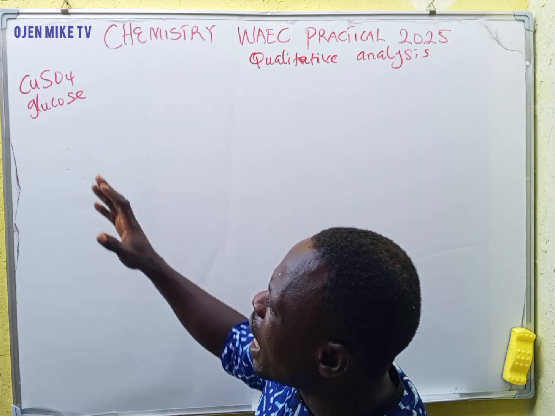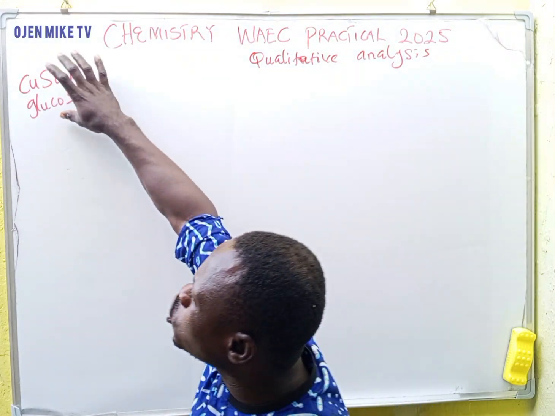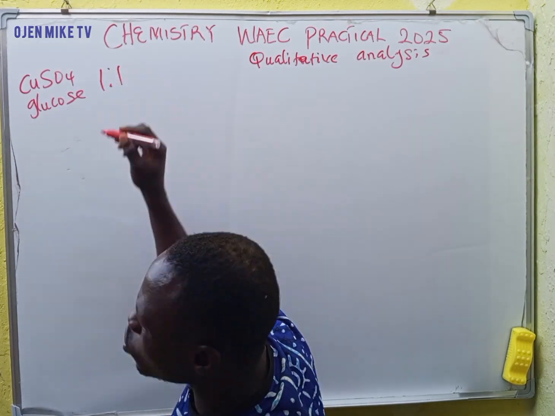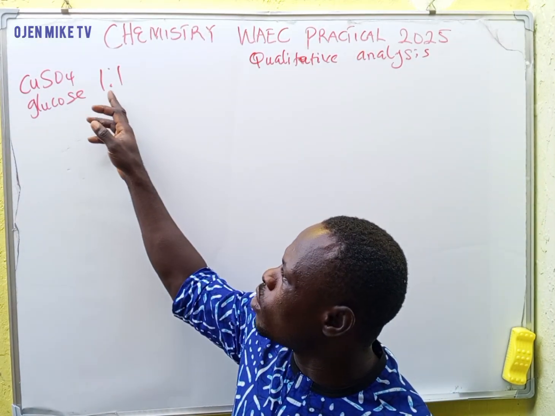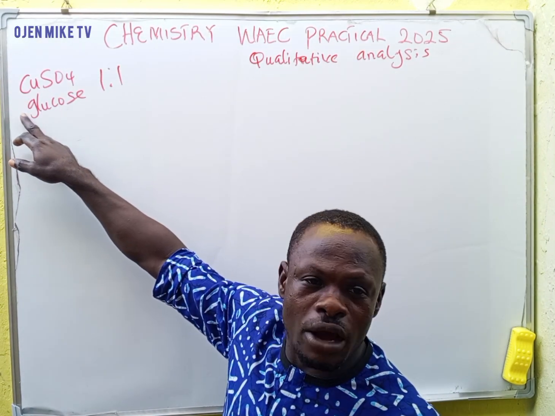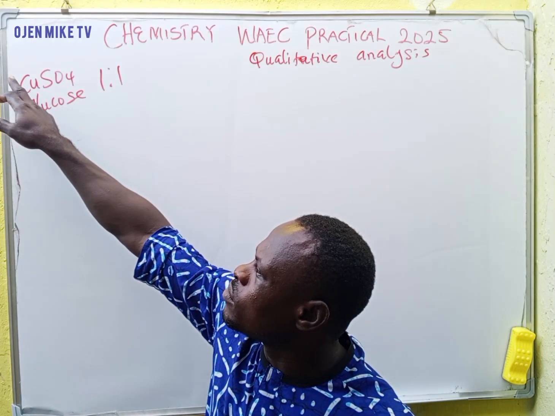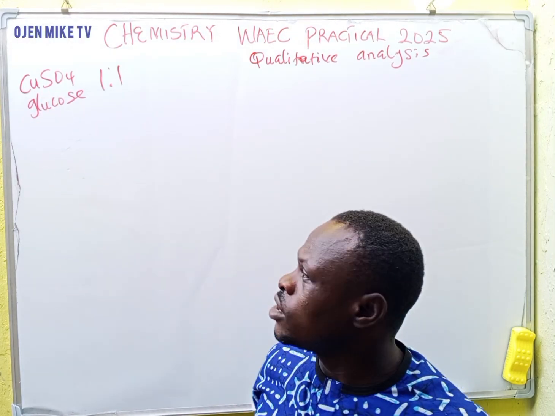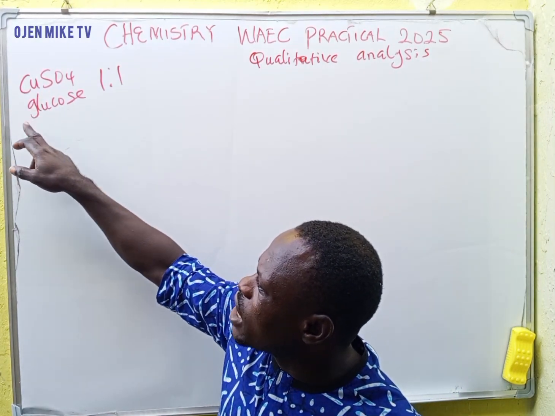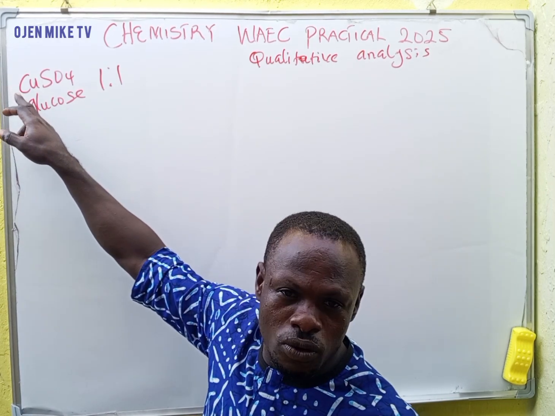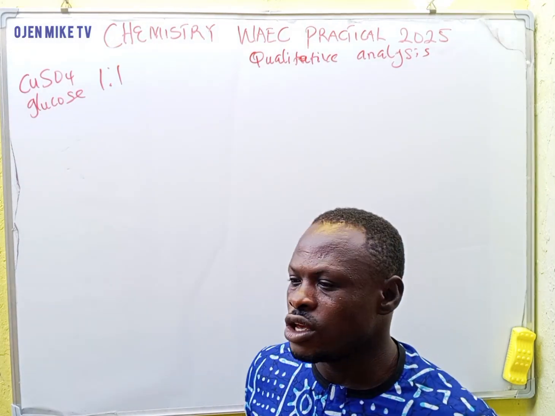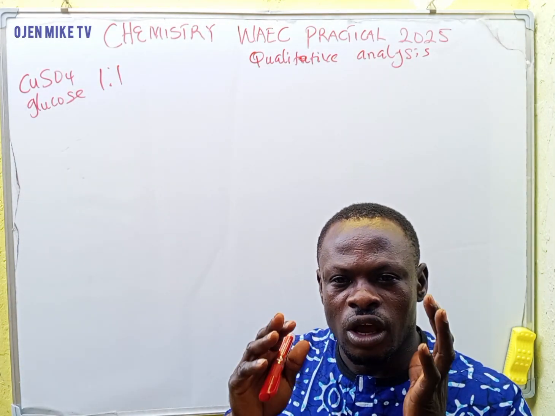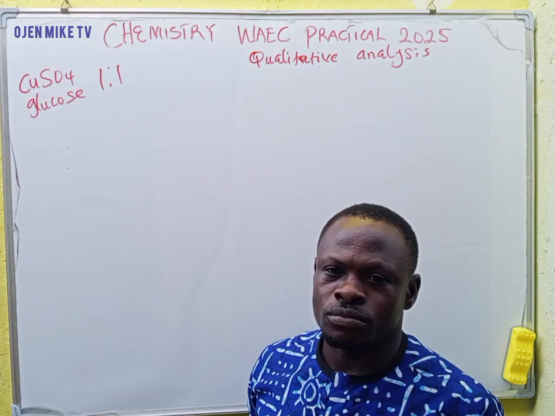Now we are asked to mix them in a ratio of 1:1. So if you are a chemistry teacher, 1:1 means that if you fetch 5 grams of glucose, you must fetch 5 grams of what? Copper 2 sulfate. Do you understand? So if it is 1 gram that you measure, you must also measure 1 gram of copper 2 sulfate, so that it can be a homogeneous mixture. That is what we call 1:1. Do you get that?